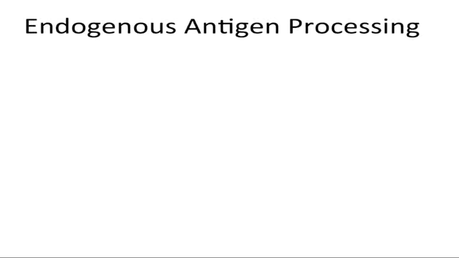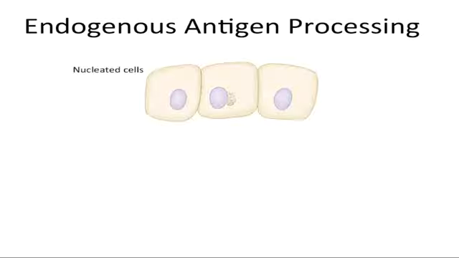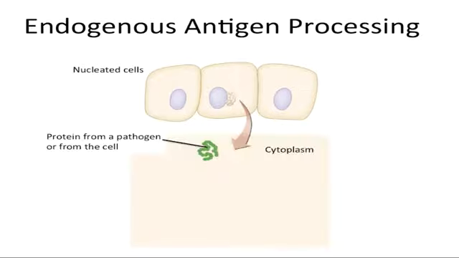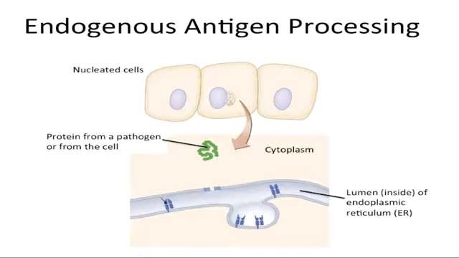Before any cell can present epitopes carried by MHC on the cell's surface, antigens have to be processed. Let's begin by looking at the processing of endogenous protein antigens. Cells make proteins in their cytoplasm. Proteins from pathogens may also be in the cell's cytoplasm. Also in the cytoplasm is endoplasmic reticulum, or ER, and in the ER's membrane are numerous MHC-1 proteins pointing into the lumen, or inside of the ER.